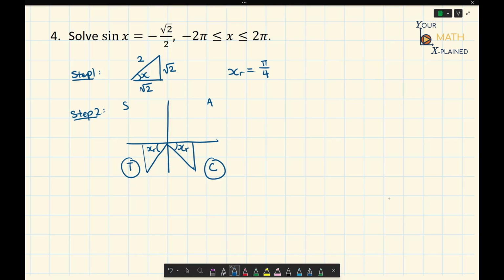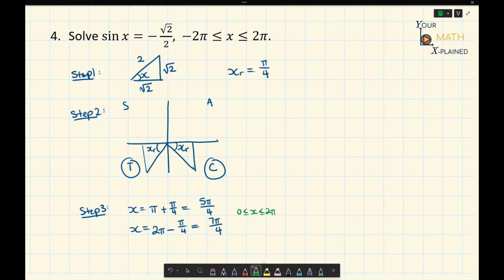And then step 3, we're going to find our angles in standard position. So the quadrant 3 angle is going to be x is equal to pi plus pi over 4. So that is going to be 5 pi over 4. The angle that is in quadrant 4 is going to be 2 pi minus pi over 4. So that means that's going to be 7 pi over 4. So these two angles are only the angles within one full rotation, meaning they exist only within the domain 0 to 2 pi.